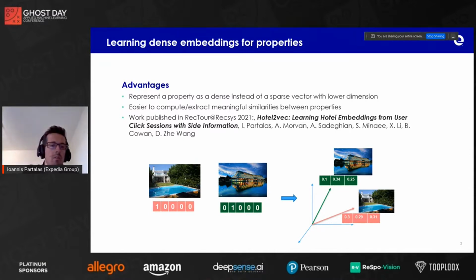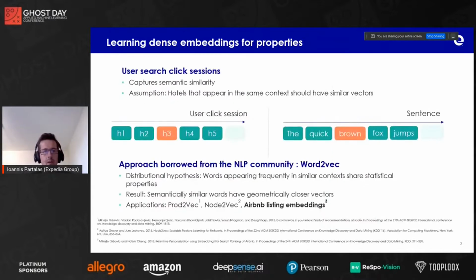We cannot do this easily with standard techniques. For example, you could extract features like amenities and star rating and compare them, but it's not easy to compare this kind of representation and derive similarities. The work I will present was published recently in a workshop at RecSys. If you want, you can check the exact material.